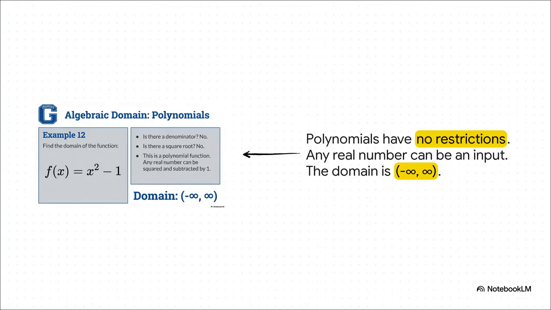Let's start with the simplest case you'll ever see, a polynomial, like x squared minus 1. Now think about it. Are there any fractions here? Any denominators to worry about? Nope. Any square roots? No way. You can literally plug any real number you can think of into this function and it will work just fine. There are no restrictions. So the domain is everything, all real numbers. In our new notation, that's -infinity to +infinity, with parentheses.